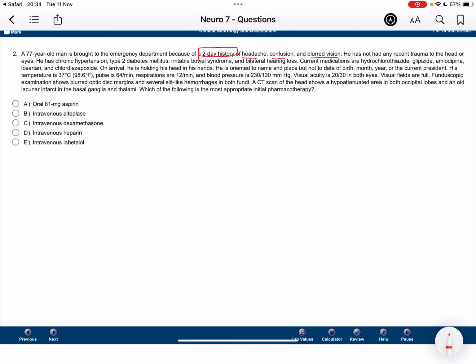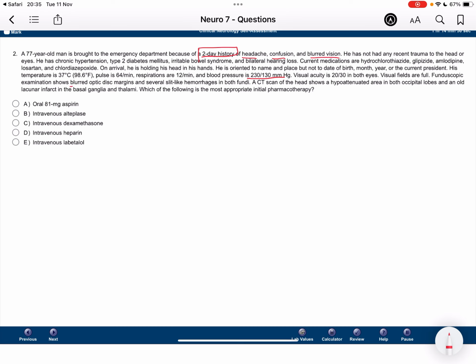On arrival, he is holding his head in his hand. He is oriented to name and place but not to date of birth, month, year or the current president. His temperature is 37, pulse is 64, respirations are 12, blood pressure is 230 by 130, visual acuity is 20 by 30 in both eyes, visual fields are full.